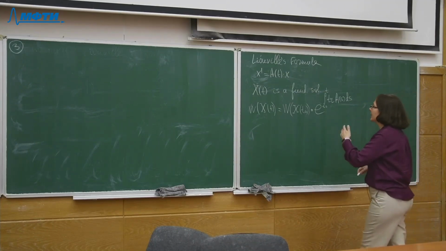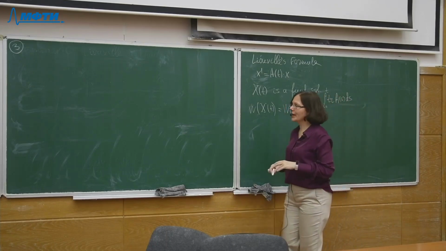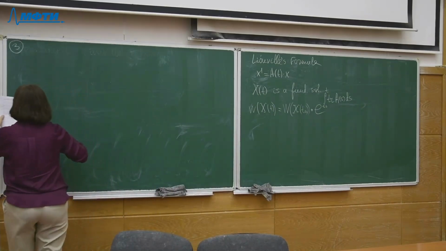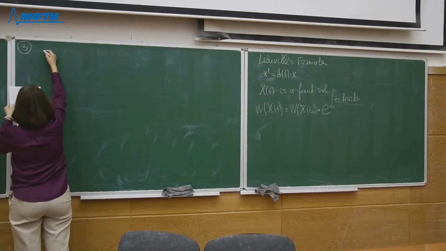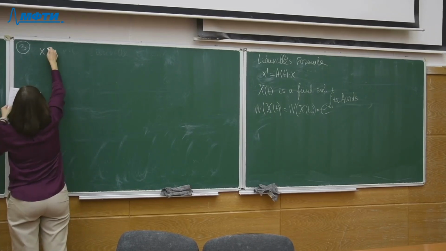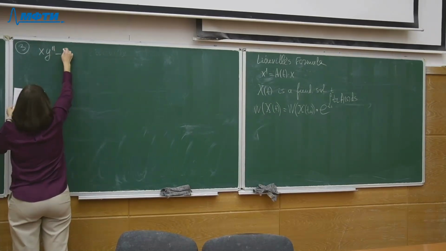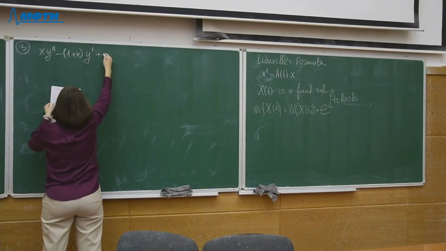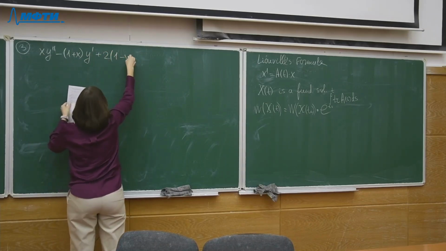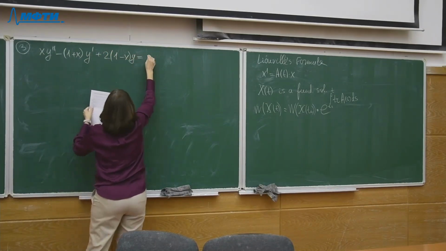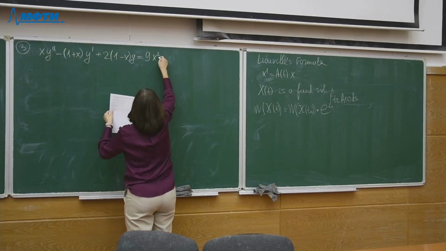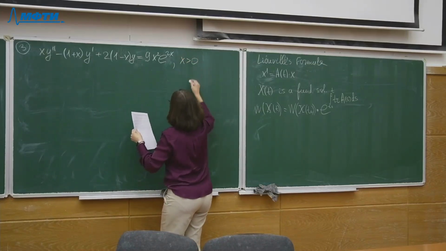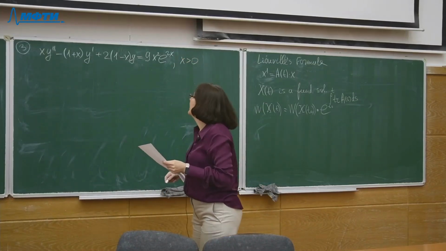Well, how can we use this Louisville formula for solving the following differential equation? So task number 3, we want to solve the following: x y double prime minus (1 plus x) y prime plus 2 times (1 minus x) y equals 9x squared e to the power 2x, x is greater than 0. So we want to solve this differential equation.